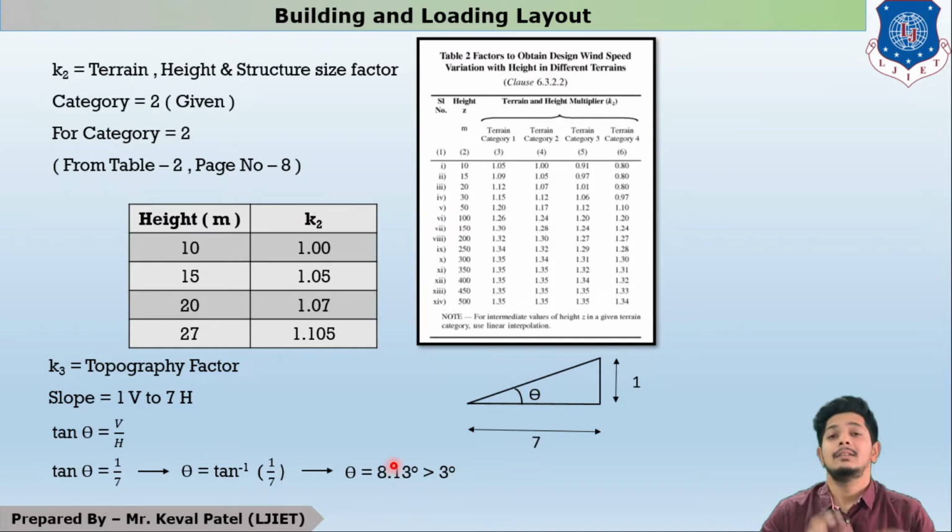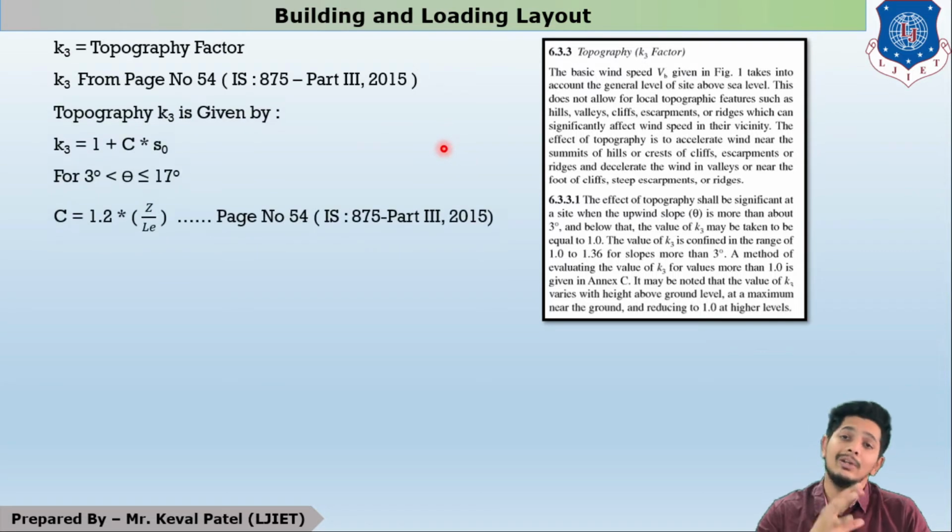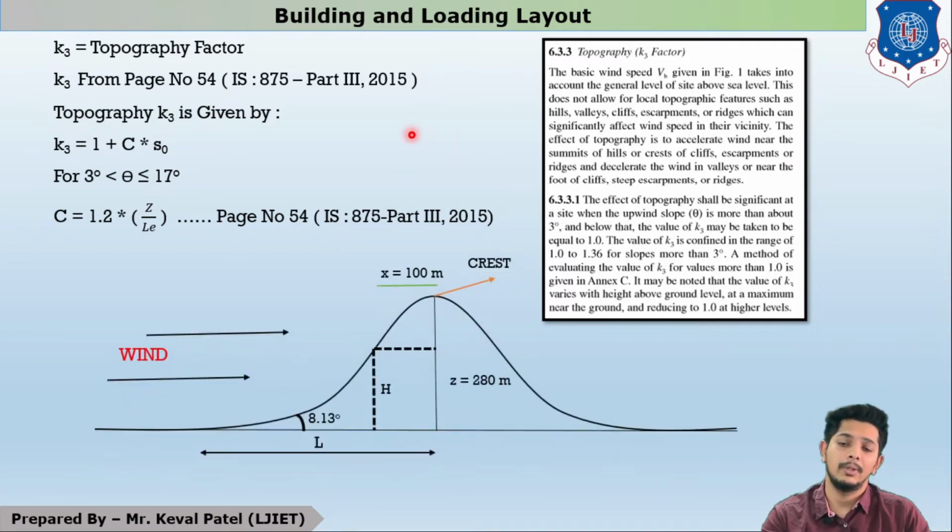And whenever theta is greater than 3, the IS code suggests that you have to see appendix number C, and you have to calculate K3 differently rather than taking 1. So for K3 here, I will use appendix C. K3 is equal to 1 plus C into S. Now theta is in between 3 and 17, so LE, the effective length, will be the same as our length L, and page number 54 should be referred for that.